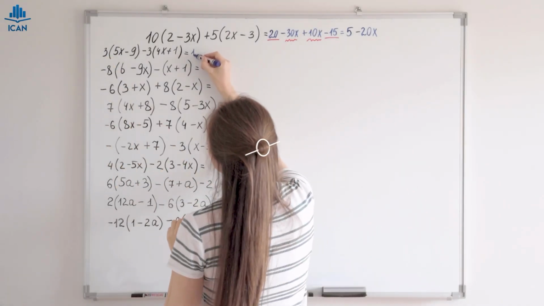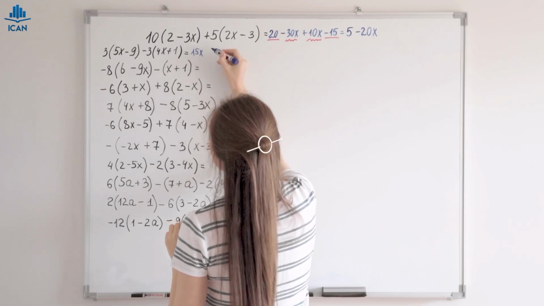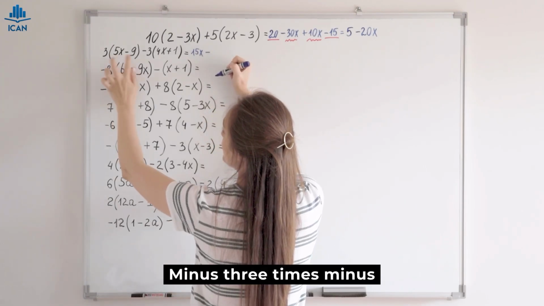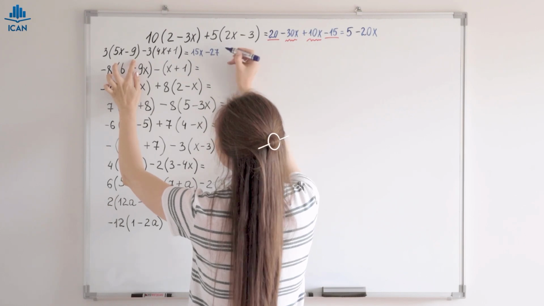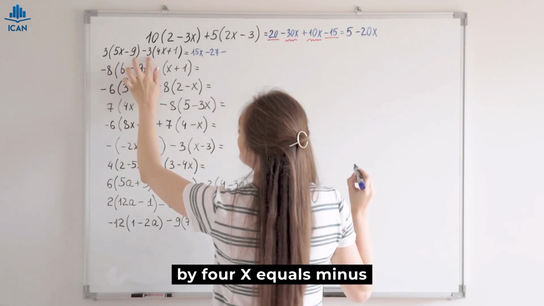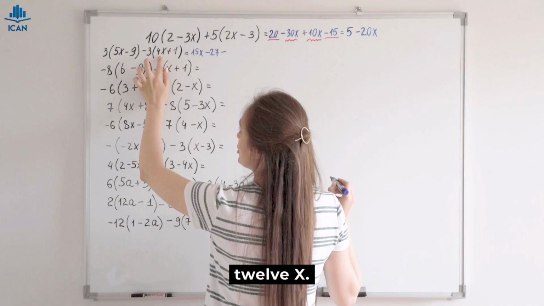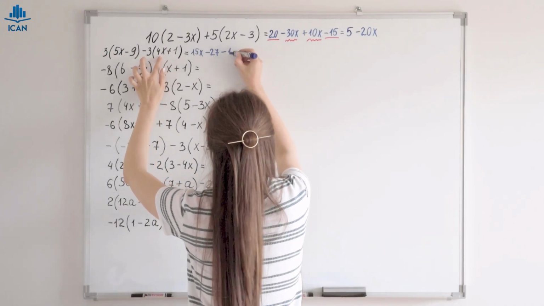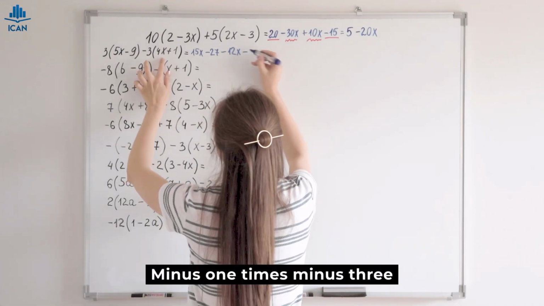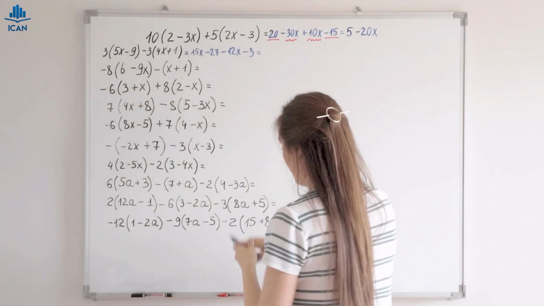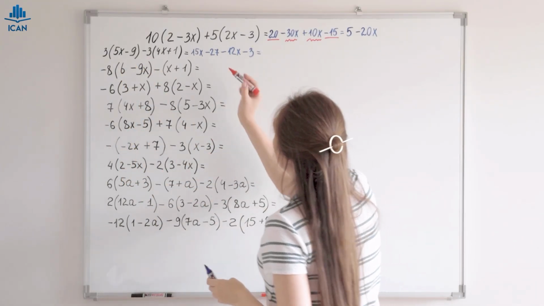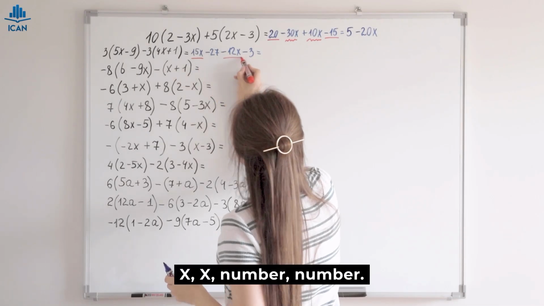Next example. 3 multiplied by 5x. How much is that? 15x. Minus 3 times minus 9 equals minus 27. Minus 3 multiplied by 4x equals minus 12x. Minus 1 times minus 3 equals 3. Now let's take another marker. X, number.